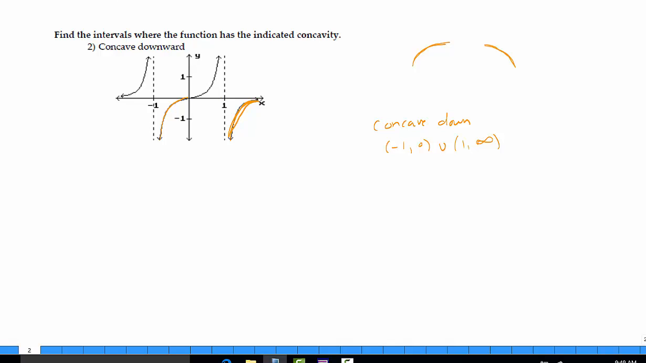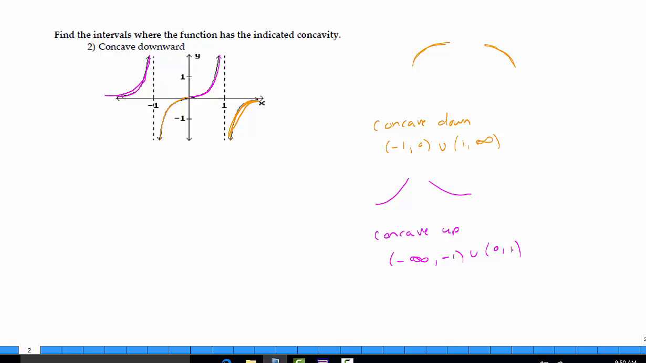And like I said, let's go ahead and do concave upward. So from -infinity to -1, I'm concave up here. And then on this piece of the graph, I'm also concave up. So concave up, increasing, concave up, decreasing. So concave up on the intervals from -infinity to -1, and then again from 0 to +1.